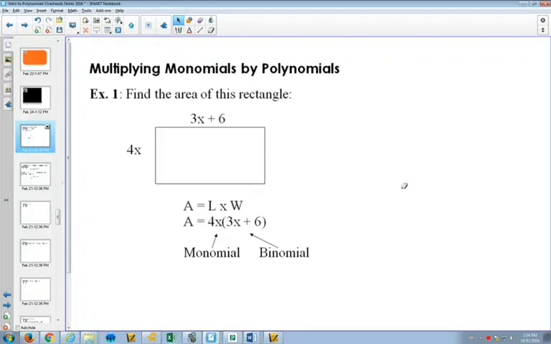So we've learned the distributive property. We're going to do more practice with the distributive property. We're going to look at some applications like area here. We want to find the area of this rectangle.